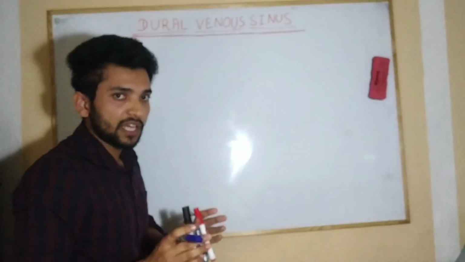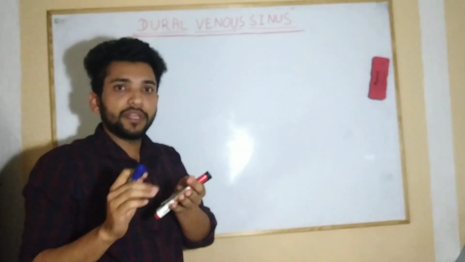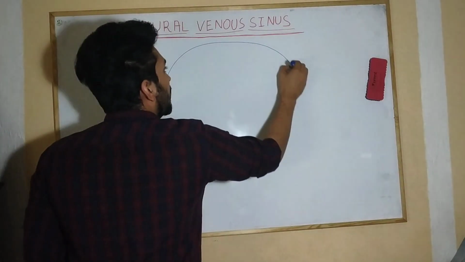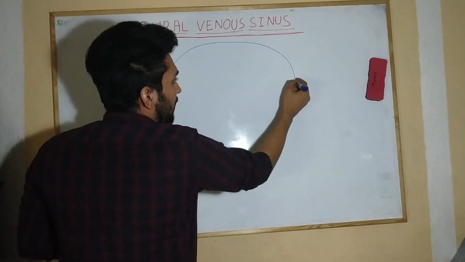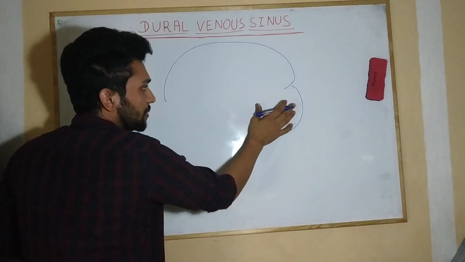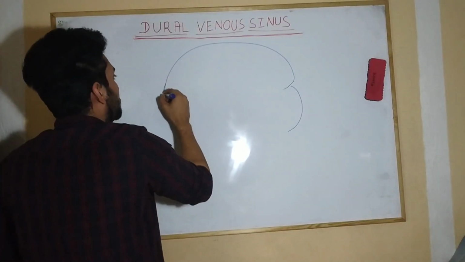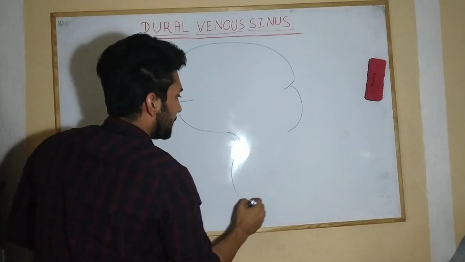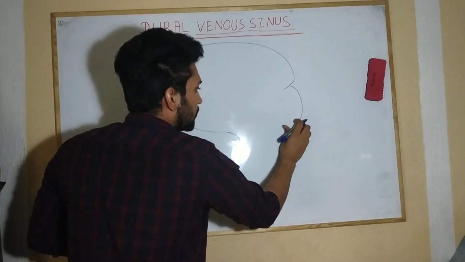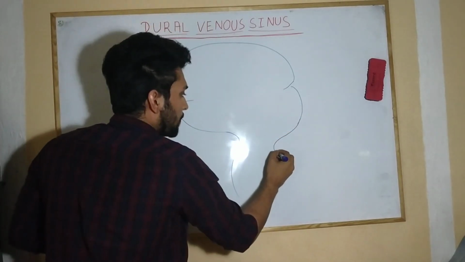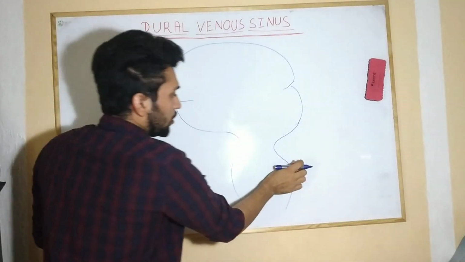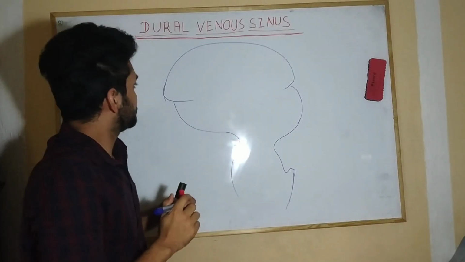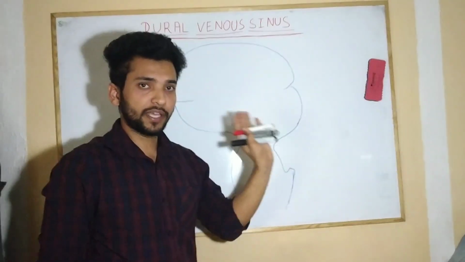Actually, all these sinuses are present in the brain, where we have meninges. Let's see. So this is our brain. This is the frontal part, parietal part, and here I'm going to make this the occipital part. This one will be called the temporal part. So like this, we are going to see the sinuses.